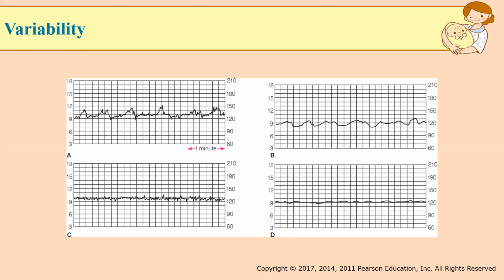Hypoxia and acidosis is a decreased blood flow to the fetus. Administration of drugs such as Demerol and Valium, diazepam, or hydroxyzine, Vistaril, depresses the fetal central nervous system and can cause this decrease in variability. Fetal sleep cycle, during sleep, the variability will be decreased, and that usually lasts about 20 to 40 minutes each hour.